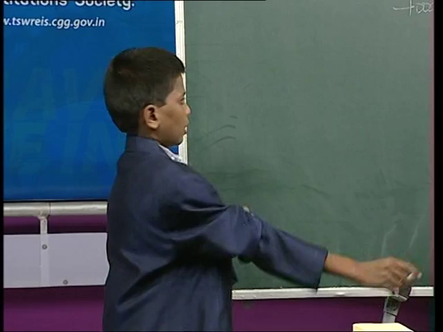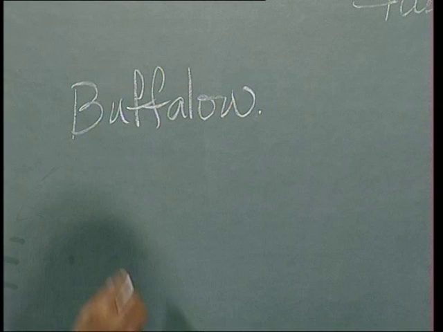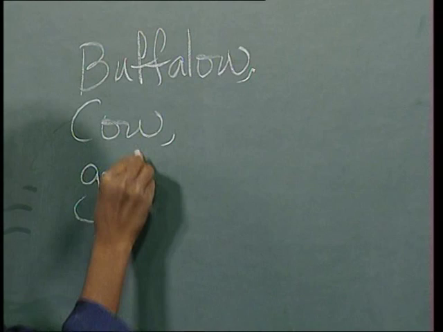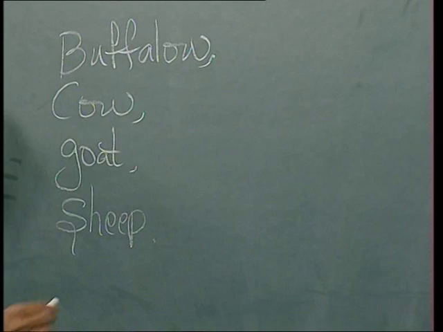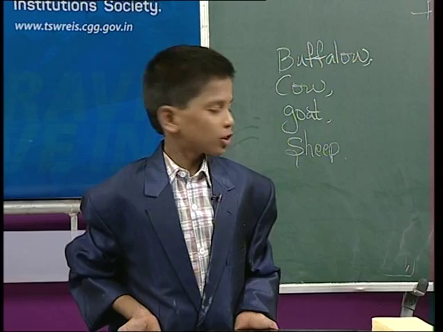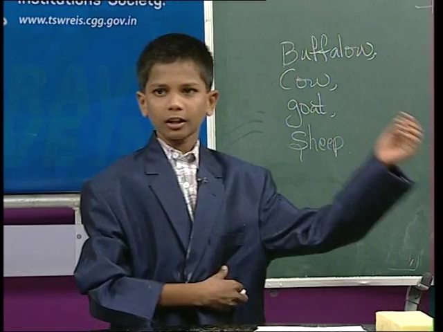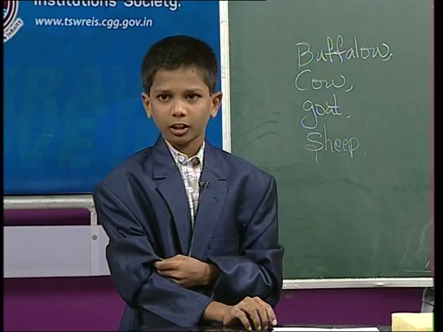For example, buffalo, cow, goat, sheep. These four animals are giving us food. So we can say that the sheep, goat, cow, buffalo are providing food, and they are also the source of food which we eat in daily life. In animal husbandry, taking care of animals is very important.